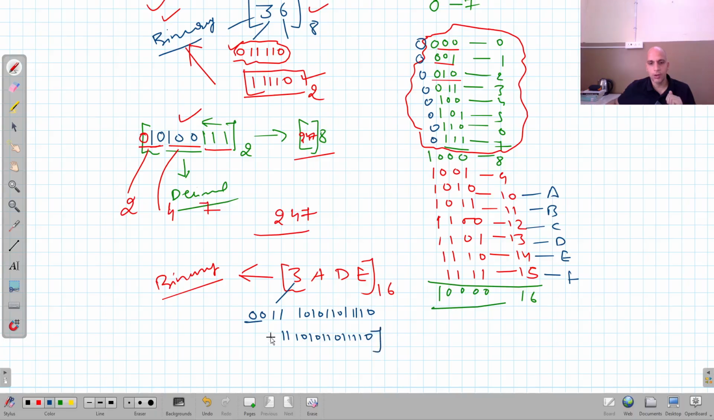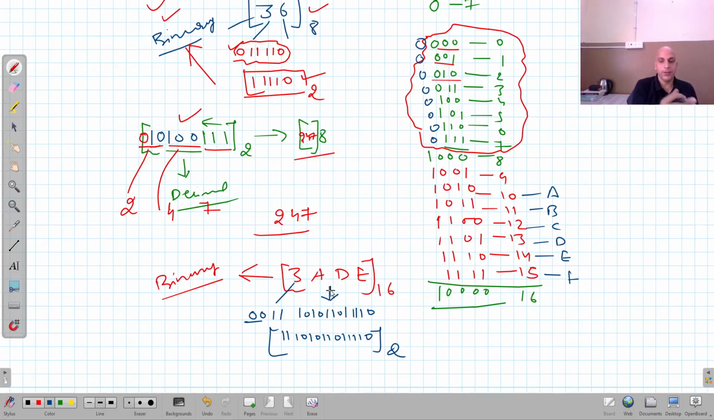111011011110. This is the corresponding binary number. So this is the way of converting a hexadecimal number directly to a binary number, avoiding the lengthy route of first converting into decimal and then converting into the corresponding binary, right?